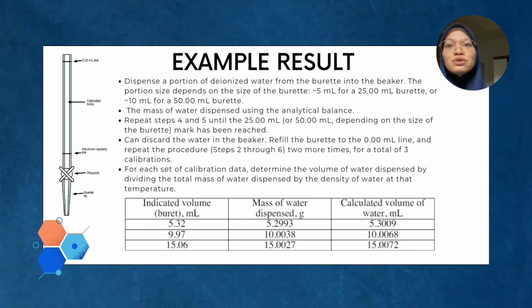It shows the difference in volumes by subtracting the calculated volume of water from the indicated volume of water. In the table above, we have a calculated volume of 5.3009 milliliter and indicated volume of 5.32 milliliter. For performing the subtraction, we see that the difference is 0.0191 milliliter. The difference can be either positive or negative, so do not ignore the sign.